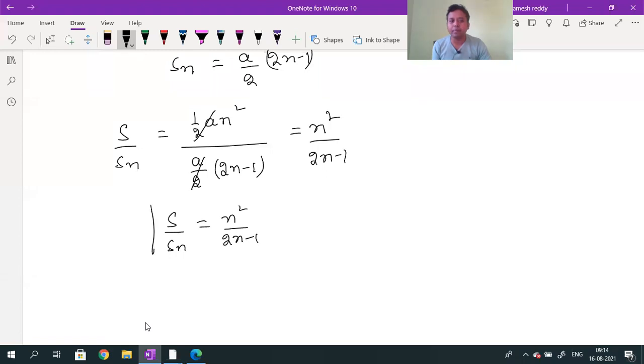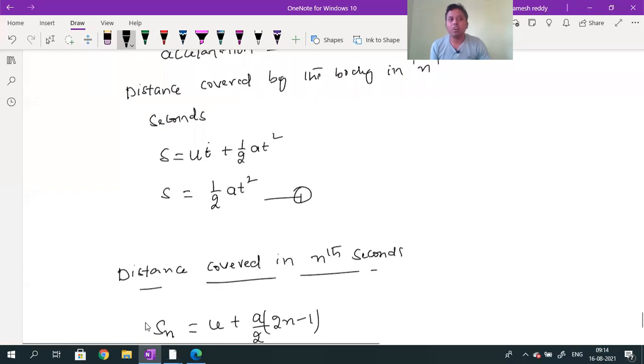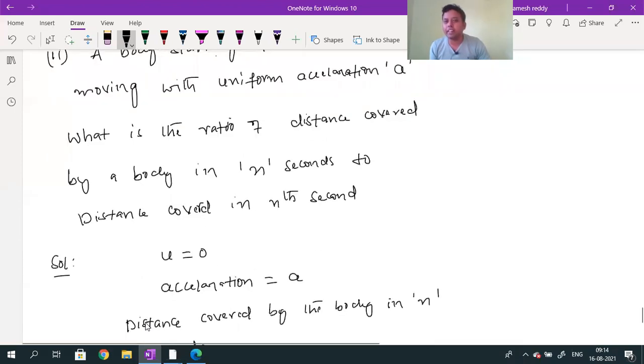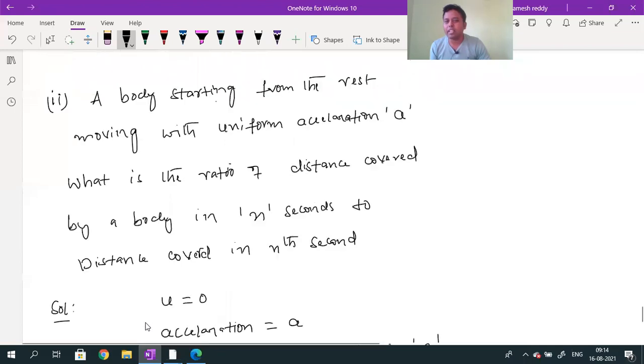Once again, can I explain what the question is? A body starting from rest, moving with a uniform acceleration a. What is the ratio of the distance covered by the body in n seconds to the distance covered by the body in the nth second? That one only I am explaining once again.